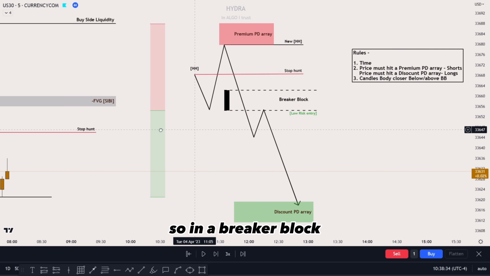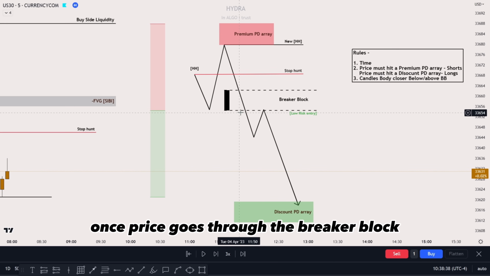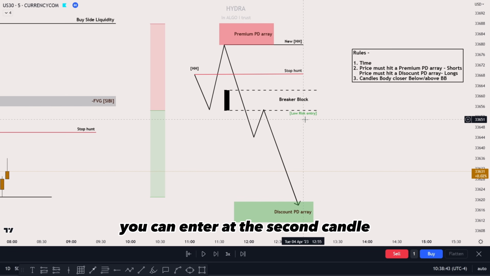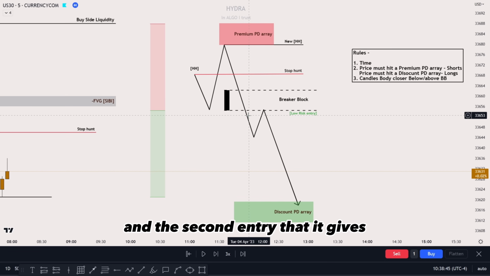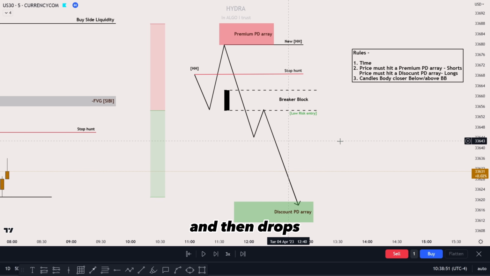So in a breaker block, price gives you two chances of entry. Once price goes through the breaker block and closes the candle's body below it, you can enter at the second candle, and the second entry that it gives when price retraces back to the breaker block again and then drops.